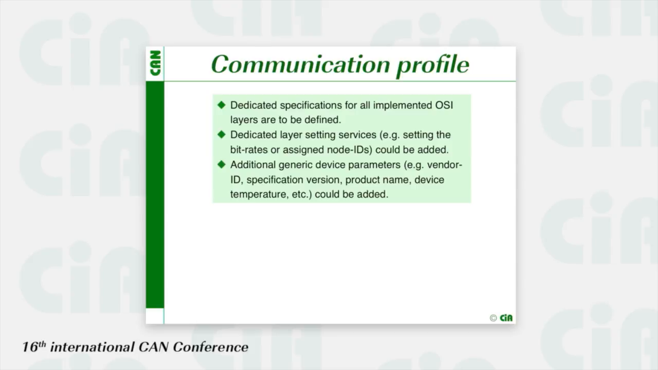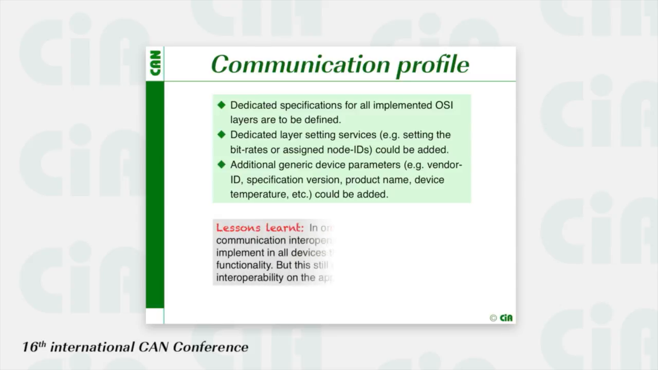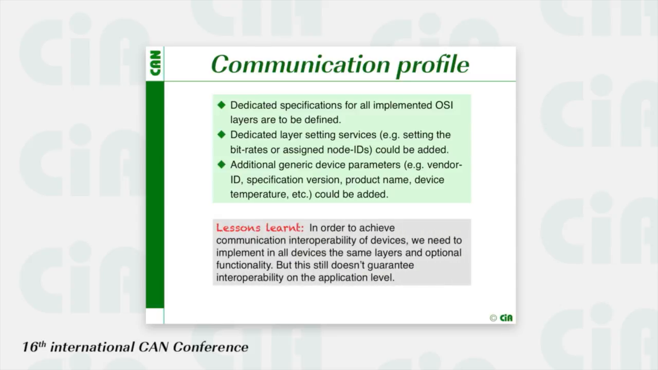This could be added by some layer setting services and some generic parameters. The lesson I learned is, in order to achieve the communication interoperability of devices, we need to implement in all the same layers, and we have to specify them clearly. And we have a lot of mismatches if you buy products from different parties, if you don't take care of this as a system designer.